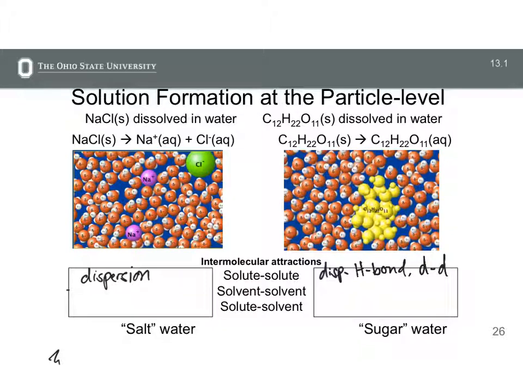Solvent. The solvent's the same in both of these examples, so what do we have? Our solvent's water. I'll write it down before you say it. Dispersion. We've got dipole-dipole, and we've got hydrogen bonding. And that's the same on both.